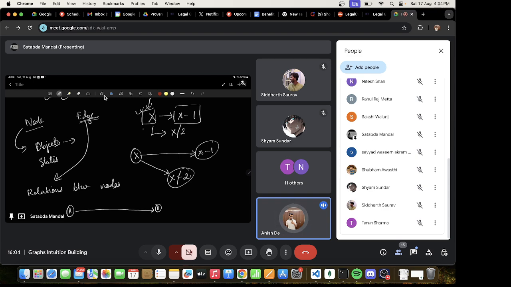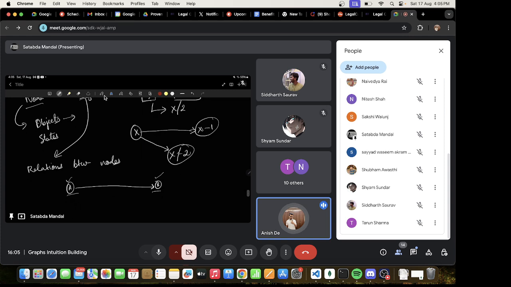For example, in this problem I said that I can decrease X to X minus 1 and decrease X to X by 2. So there is a direct relation from X to X minus 1, and there is a direct relation from X to X by 2. When there is a direct relation between two nodes, or you can reach from a certain node to another node in one step, there should be an edge between those two nodes.